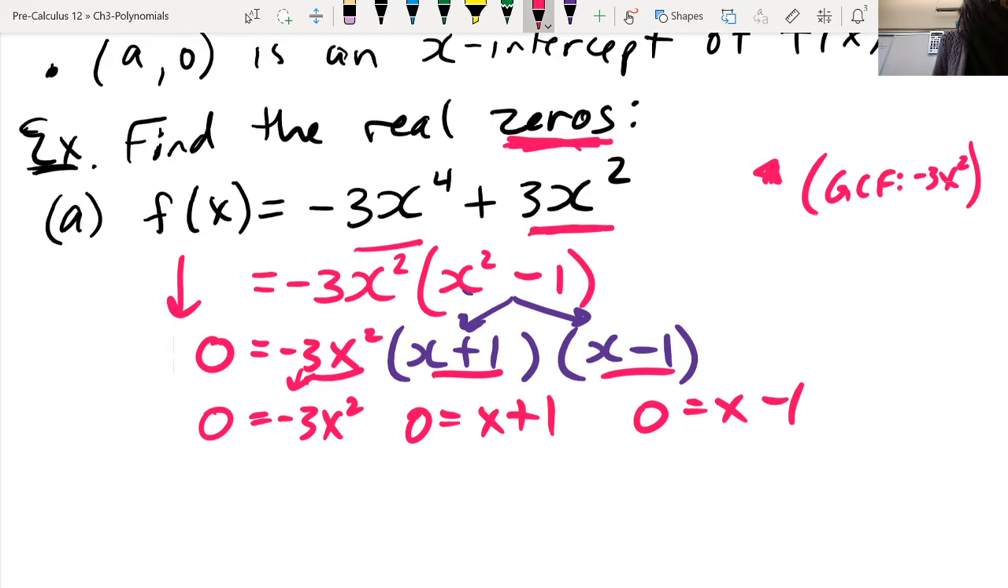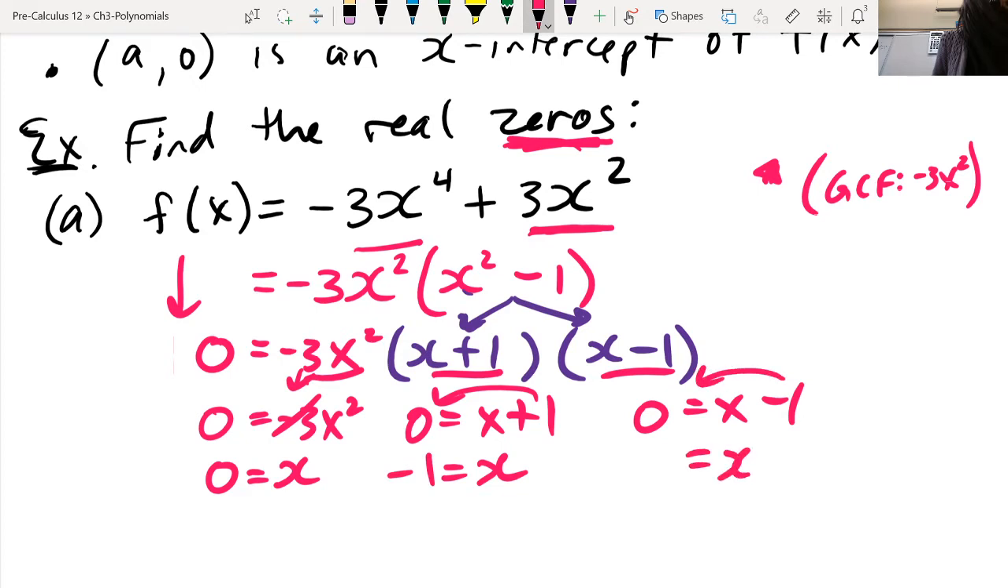So if we were to solve for x here, I would divide by negative 3. That would still just give me 0. And when I square root that, basically it's just x equals 0. Here, I would move this plus 1 over, so I would subtract 1 on both sides. That would give me x equals minus 1. And same thing here, we're adding 1 to both sides. So that would give me this.